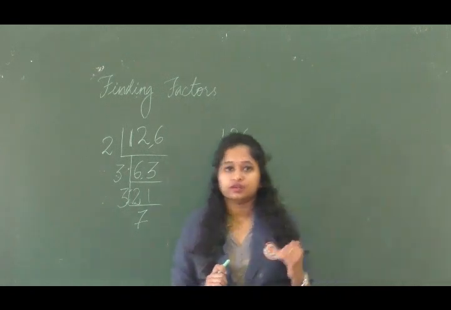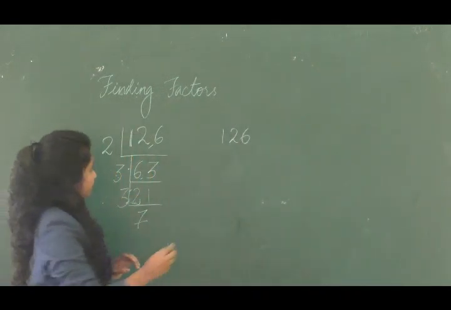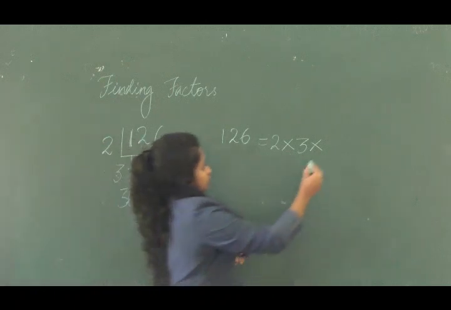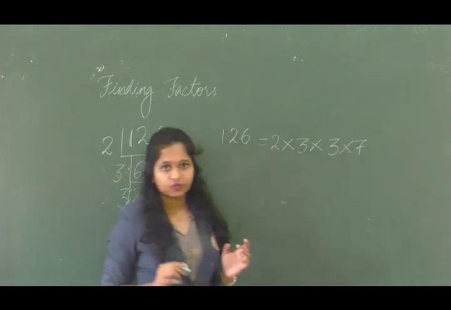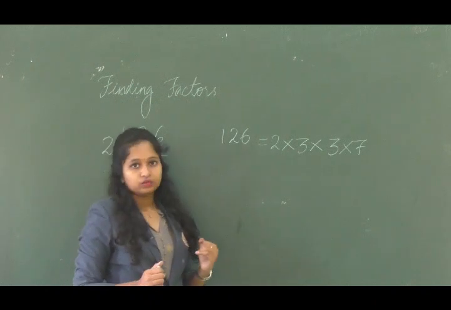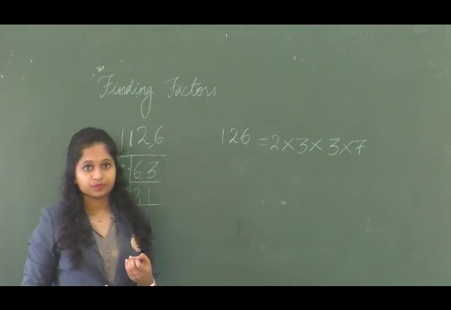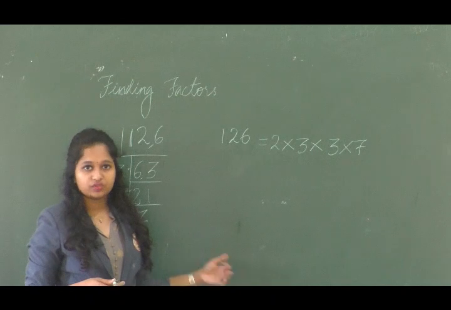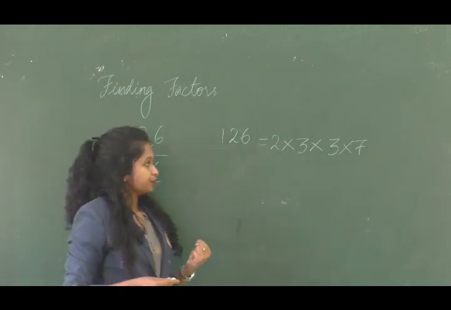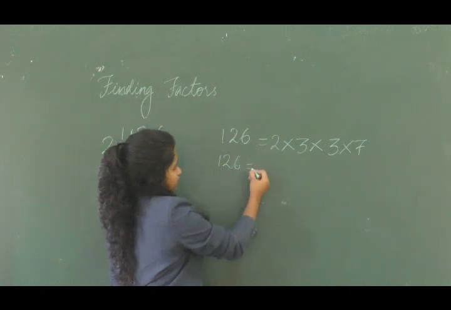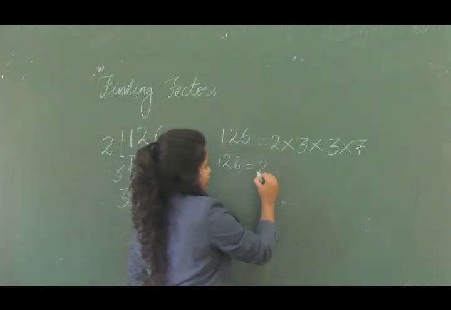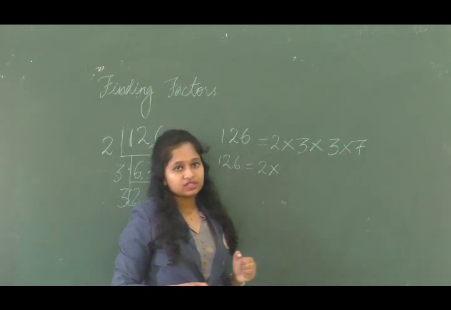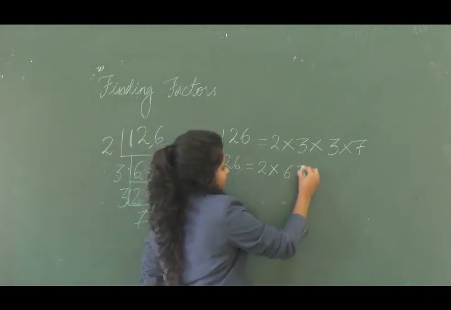So we got 126 as 2 into 3 into 3 into 7. Okay? Now, how to find factors with this? We have to see so many ways in which we get 126. So, 126 is 2 into 63, which is 3 into 3 into 7. It is 63.